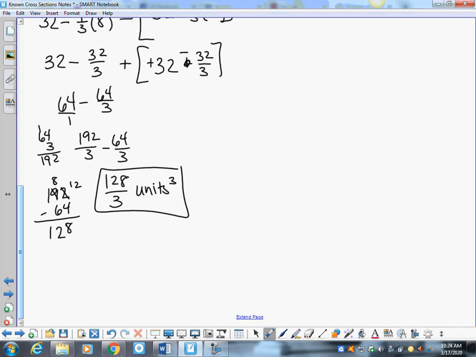Okay, if that set well with you, awesome. Go on to number 2. If it did not, I want you to pause it, rewind it, and go back and just watch example number 1 again. But don't move on to example number 2 until you're solid with number 1.